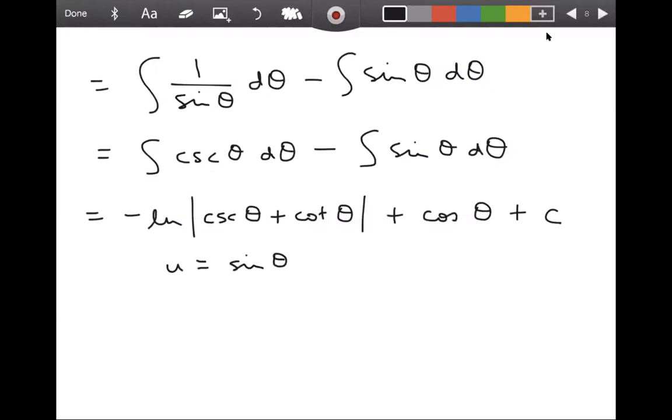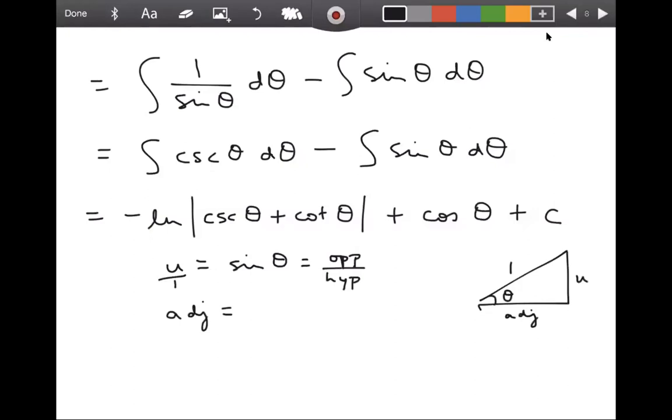Think of that as u over 1. Sine is opposite over hypotenuse. So this triangle is going to look something like this. The opposite would be u, the hypotenuse would be 1. The missing side is the adjacent. And just to save a little time, you've seen me do this twice before. Pause the video and try to do it yourself if you're not sure, but the adjacent is going to end up being the square root of 1 minus u squared.